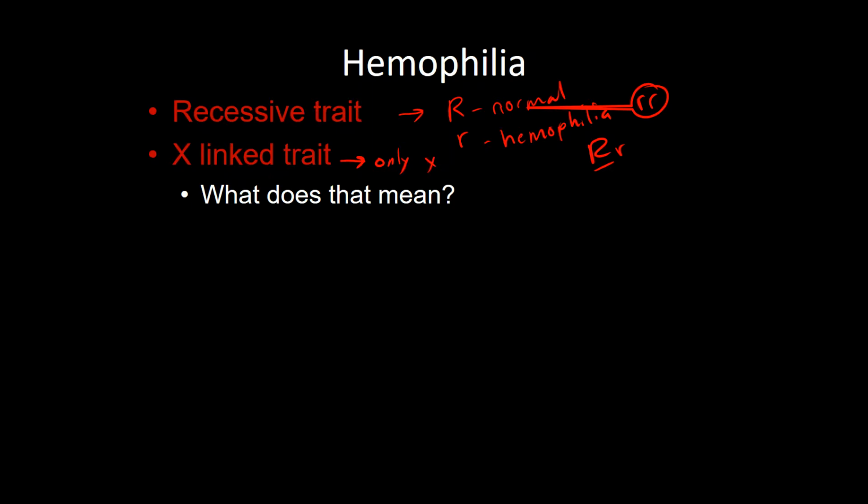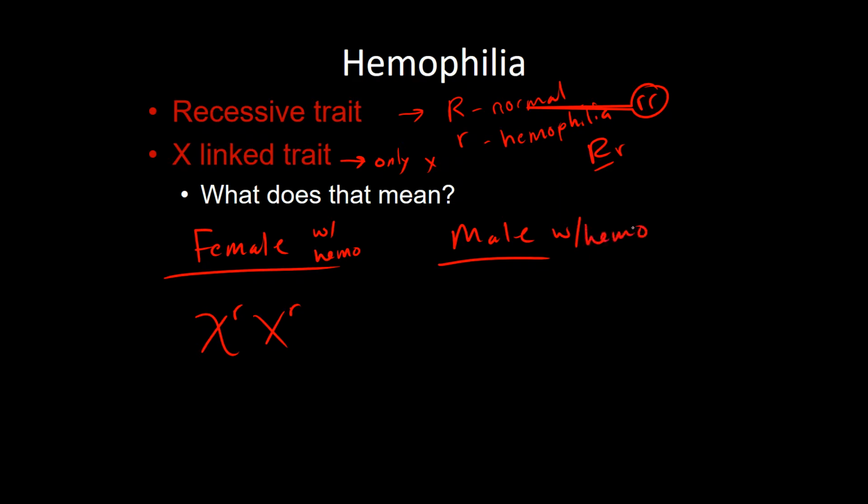So what does this mean? Well, for our genotype, let's say for a female, here's how we're going to write stuff. Female is XX. So a female with hemophilia is going to be X little r, X little r. That's going to be our notation. A male with hemophilia is going to be XY, that's their genotype, and you're going to do X little r, Y.